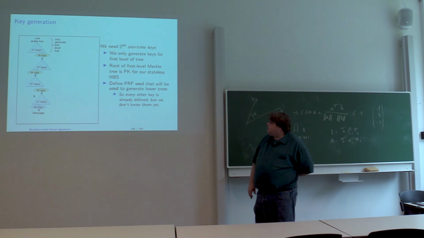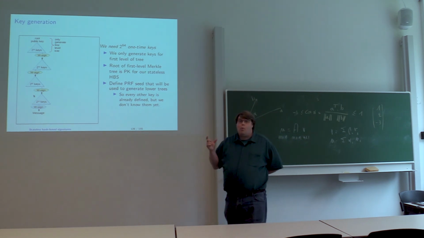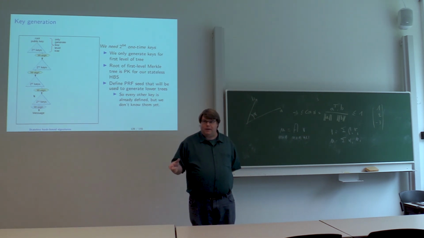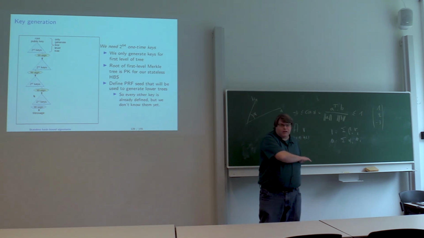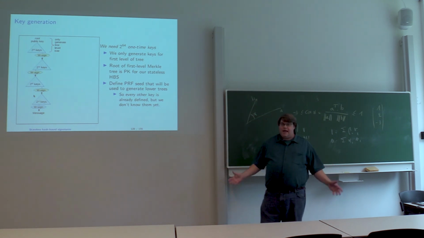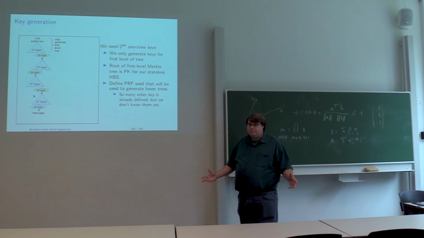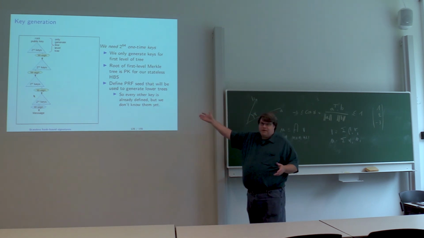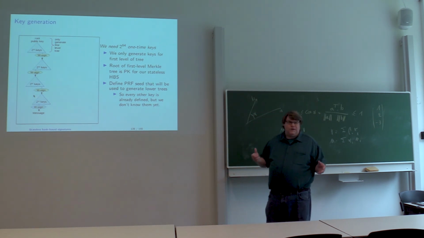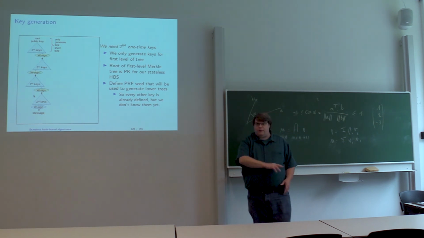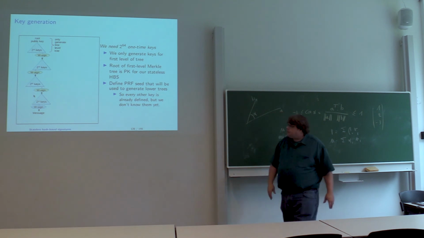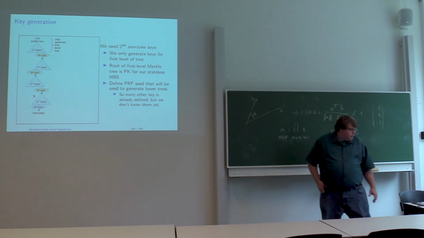And we're going to define a PRF seed that will be used to define all the lower trees. So it's kind of weird. Once I choose my PRF seed or my key, then basically I've already committed to every leaf in this giant virtual tree, even though I don't know any of them yet. But it's all defined by that PRF. And once I've chosen the PRF seed, I have no choice over what happens after that for any of those keys. And if I did, then it would be really bad, actually.